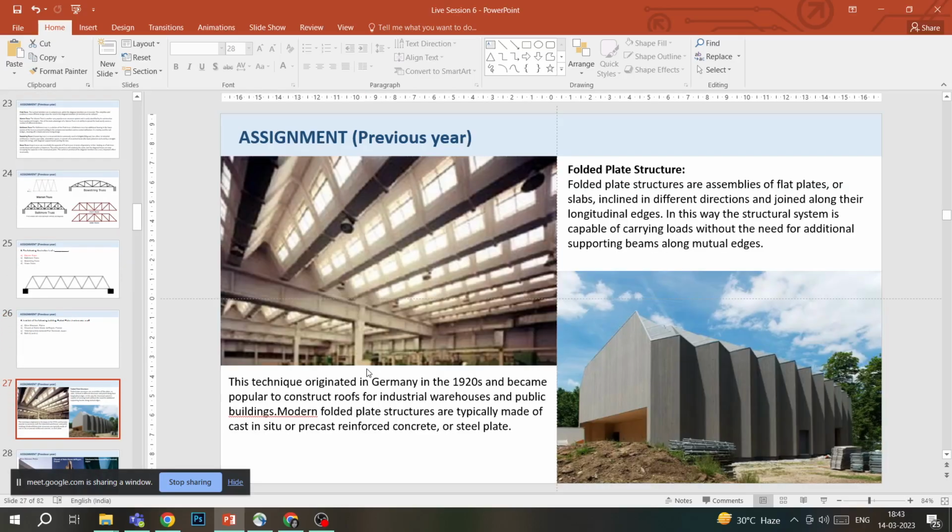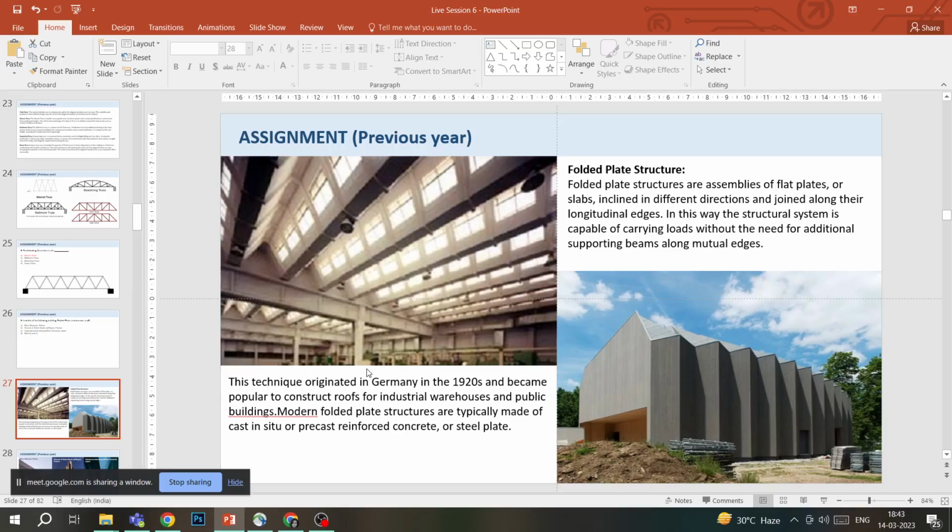So this is how a folded plate structure looks like, and these are assemblies of flat plates or slabs inclined in different directions and joined along their longitudinal edges. They can be used as roofs, as you can see in the first image. They can be used as walls, as you can see in the next image. And it is capable of carrying loads without the need for additional supporting beams along mutual edges.